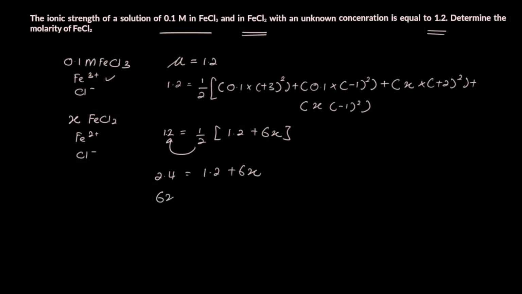So basically 6x is equivalent to 2.4 minus 1.2, therefore you will get 1.2, and then your x is equivalent to 1.2 divided by 6, so your x is equivalent to 0.2. So the unknown concentration for FeCl2 is actually 0.2 molar.